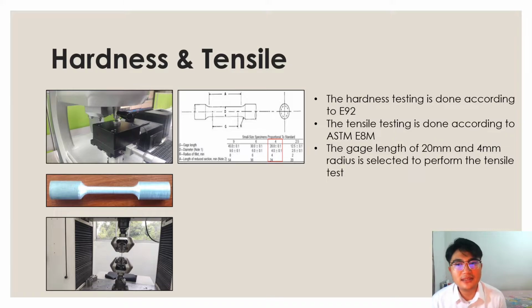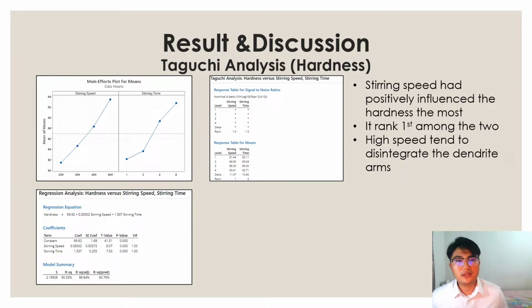For the hardness and tensile tests, the hardness test is done according to ASTM E92, and the tensile testing is done according to ASTM E8M. The gauge length for tensile testing under ASTM E8M is 20 mm, and 4 mm of radius is selected to perform the tensile test. So next we'll proceed with the results and discussion.